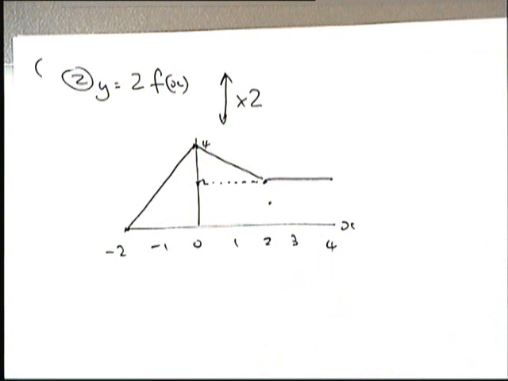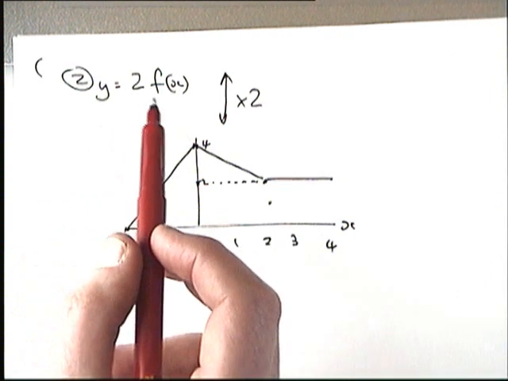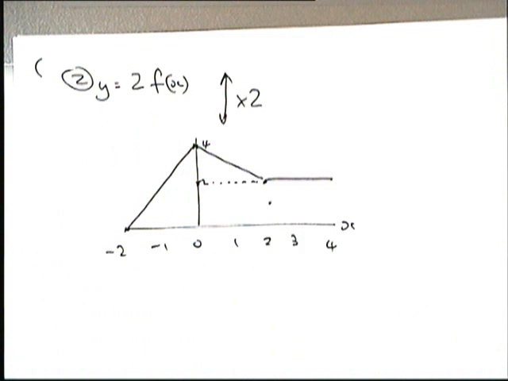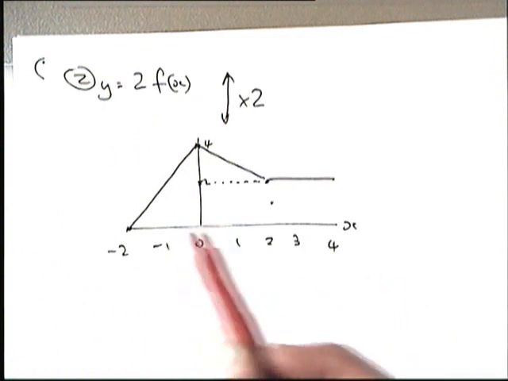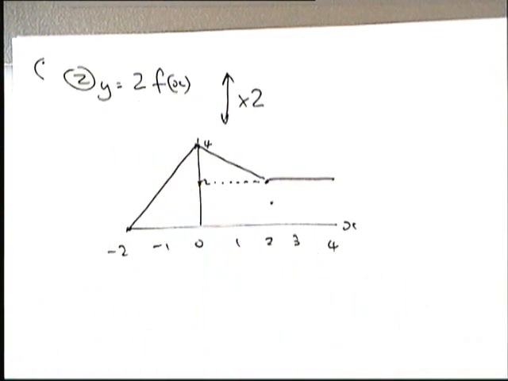So the crucial thing in this question was that a 2 in front of an f of x means it's stretched vertically from the x-axis. So every height is twice what it used to be on the original graph. That was part A of the question.